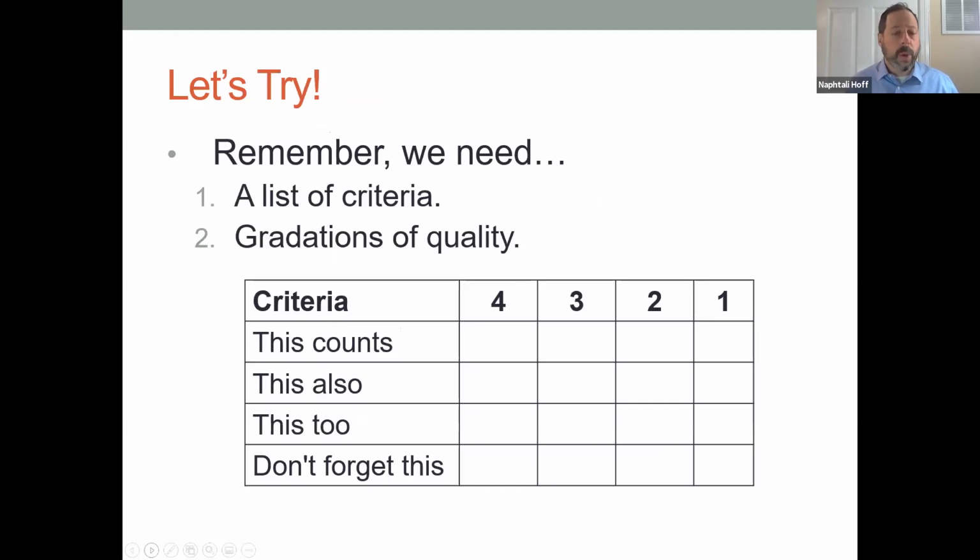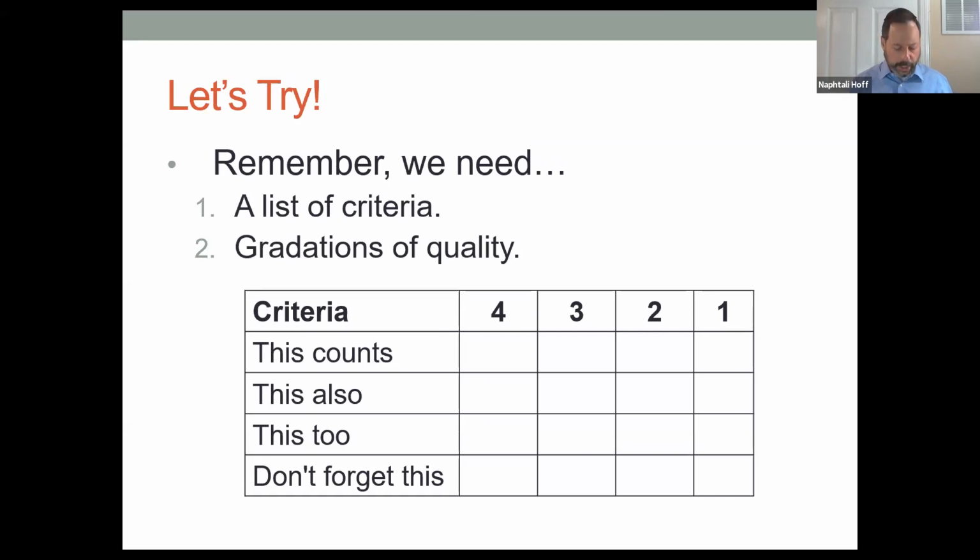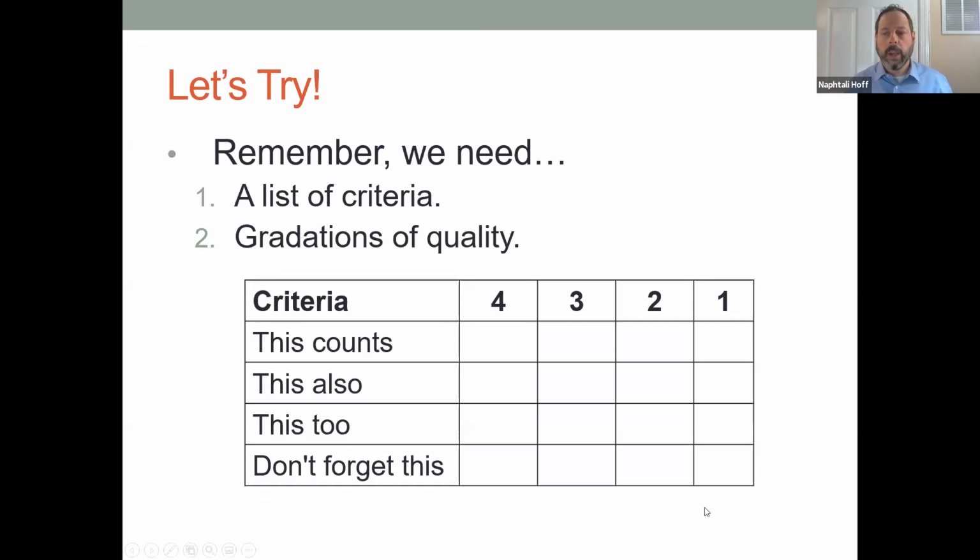Okay, so as we talk about trying, which is going to happen on your time at this point, I'm going to ask you to remember what we need, which are the list of criteria, the gradients of quality. And I think it's really important that you keep those 2 considerations in mind as we work towards the end of today's presentation.